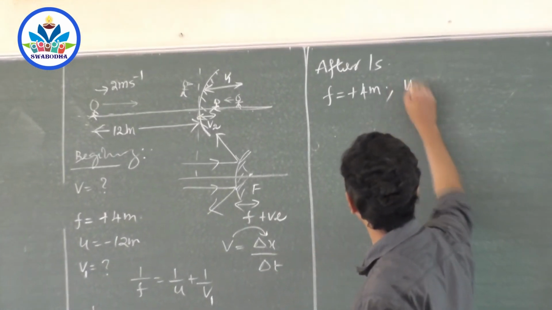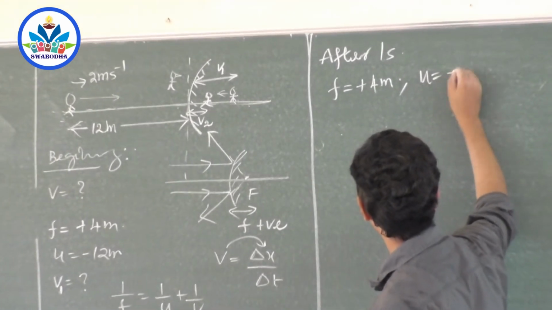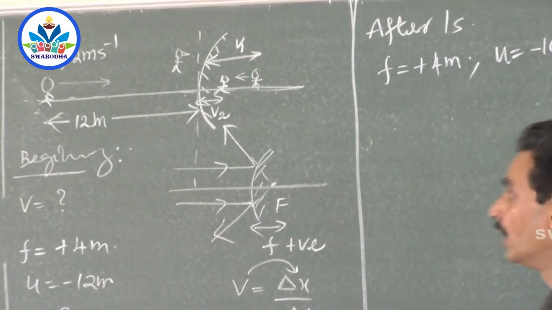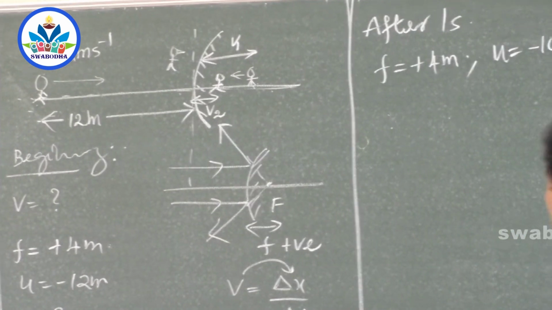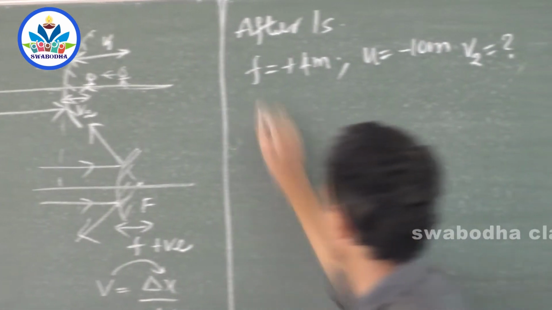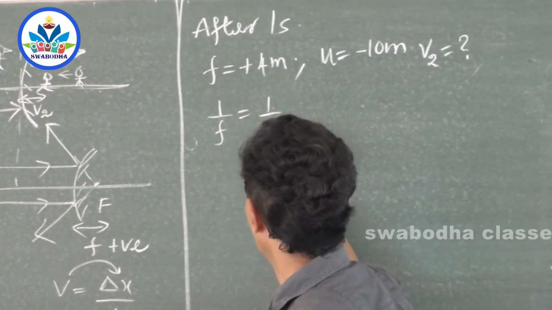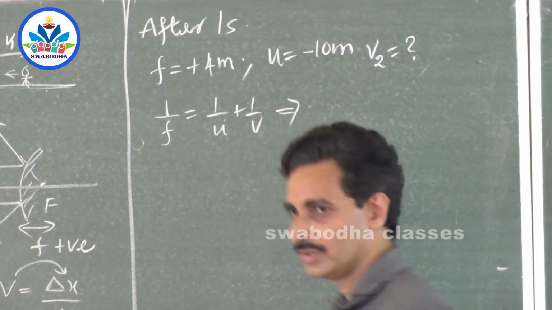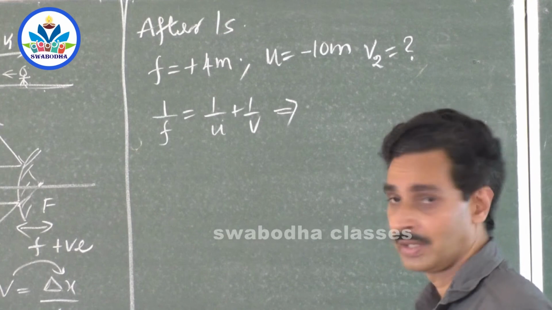And what is the object distance? New object distance is minus 10 meters, because the person has moved by 2 meters forward, and focal length is plus 4. What is the new image distance? V2. V2 is how much? So again, 1 by f is equal to 1 by u plus 1 by v. Write it as many times as possible so that the formula will be very clear to you.